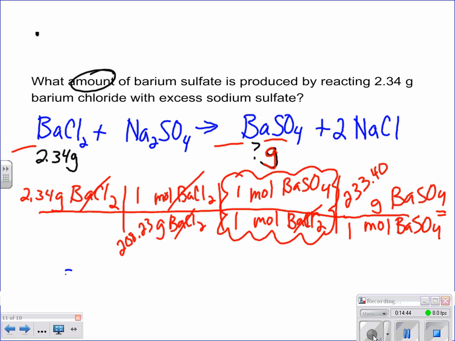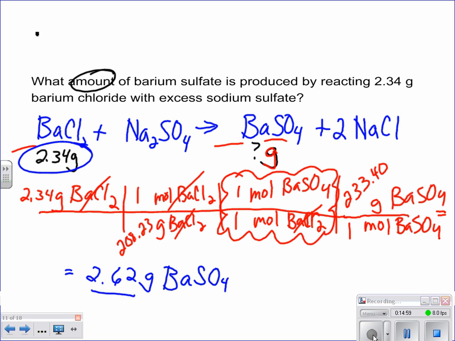Okay, so what are answers here? Anyone? 2.62 grams of barium sulfate. And again, we started with 3 sig figs, so we should end with 3 sig figs.